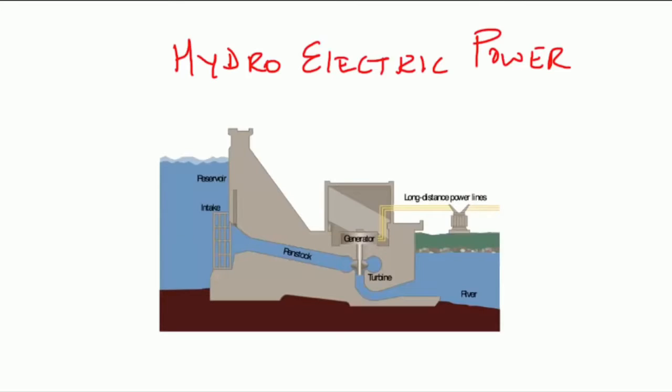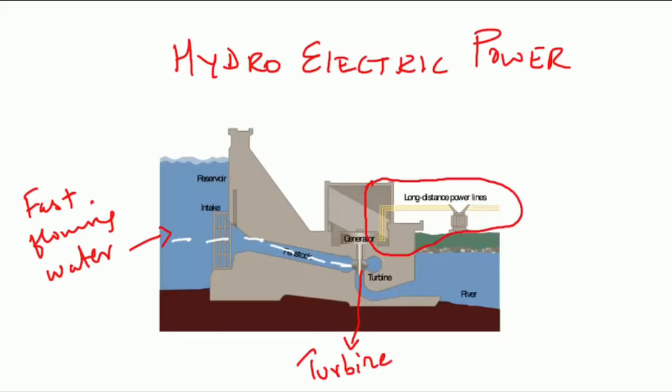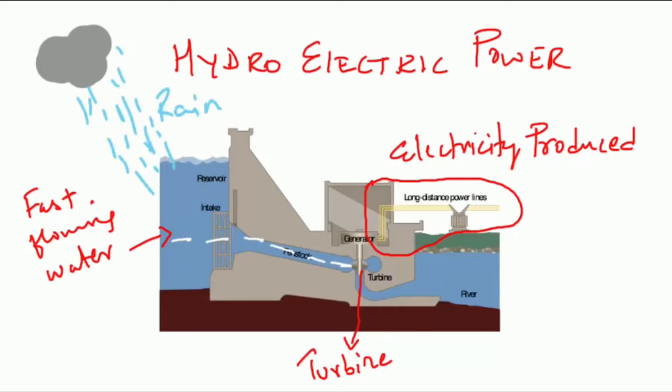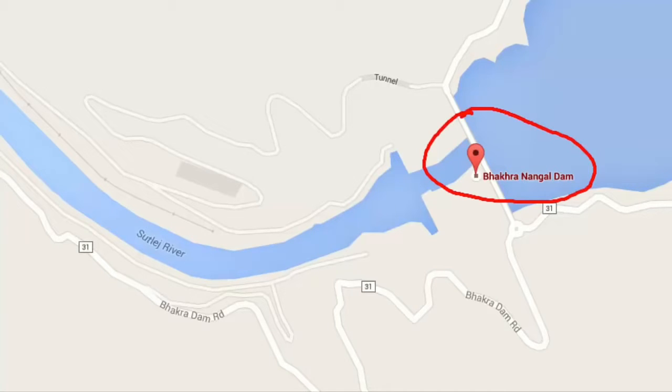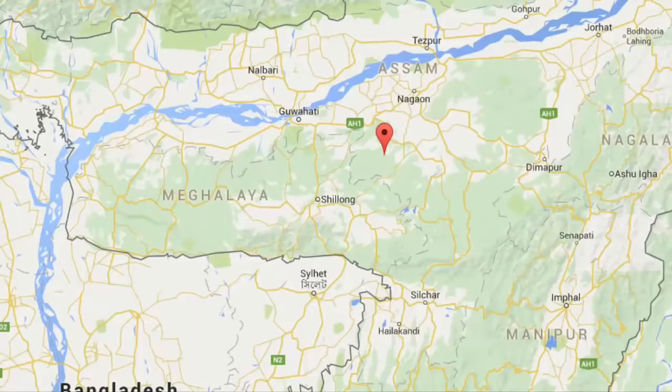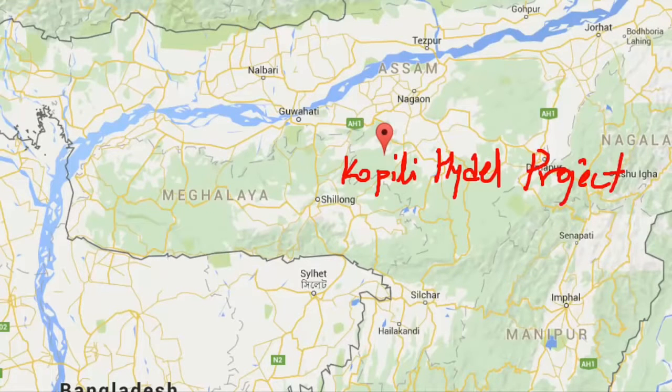Since hydroelectricity is generated by fast flowing water, therefore it is a renewable resource. And India has a number of multi-purpose projects like the Bhakra Nangal Dam, Damodar Valley Corporation, the Kopili Hydel project. These places are marked on the map, just have a look at it.